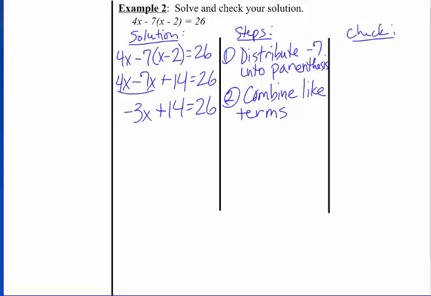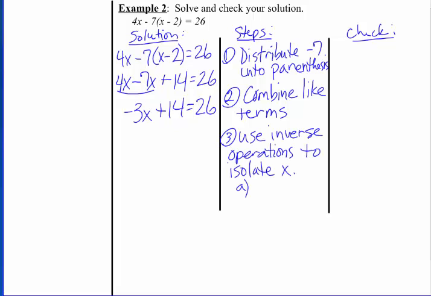Now it's a regular two-step problem, like in the last lesson. So we will use inverse operations to isolate x. The first step in doing that is to subtract 14 from both sides. So minus 14, -3x, positive 14, and a minus 14 makes 0. So they cancel. 26 minus 14 is 12.